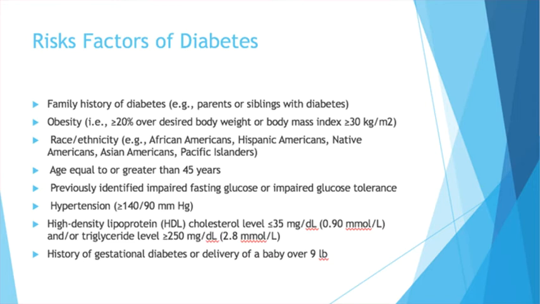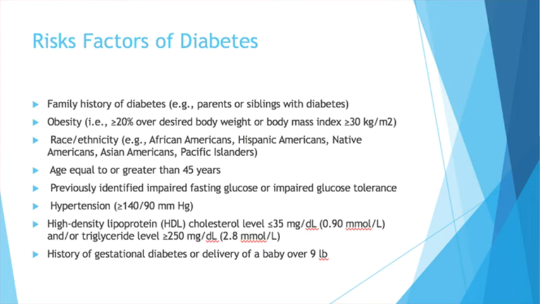So the risk factors are a family history of diabetes and obesity. You have a much higher risk if you are about 20% or more over your desired body weight or a body mass index of 30 or more. Race and ethnicity: African American, Hispanic American, Native American, Asian American, and Pacific Islanders all have a higher rate of diabetes, with Native Americans being the highest.